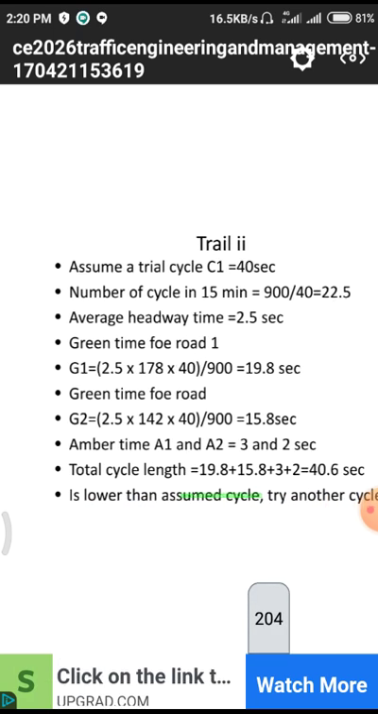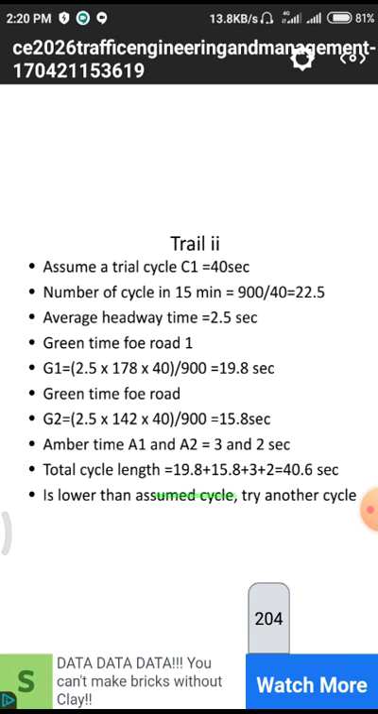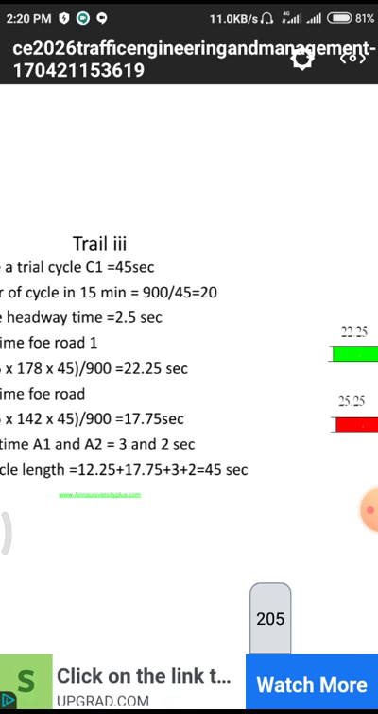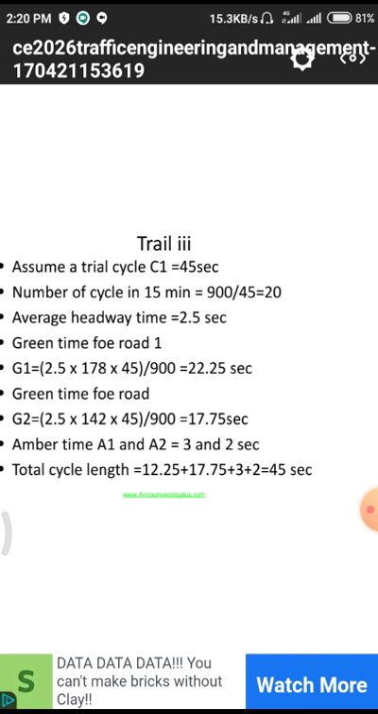In the second trial we have a cycle period of 40 seconds. In 15 minutes we have 900 seconds, so 900 divided by 40 equals 22.5 cycles. Is it sufficient or not? Likewise, we observed another case with a cycle period of 45 seconds. In the same way, we discussed the different cycle periods and whether those are sufficient or not.